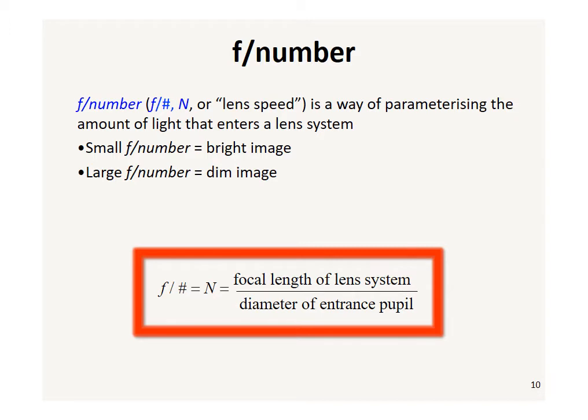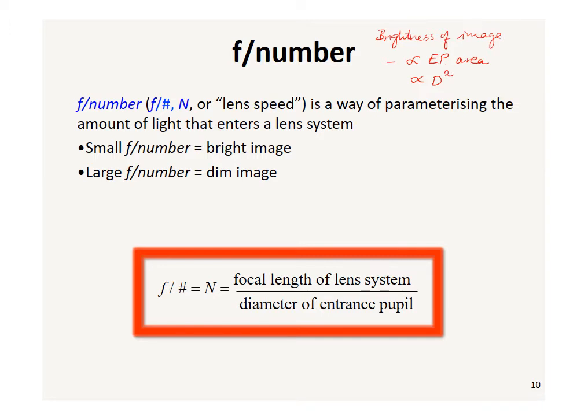Now let's consider the brightness of an image. It's going to be related to two things. One is going to be the amount of energy that's gathered by the lens or the optical system. And that's going to be proportional to the area of the lens, or in particular to the area of the entrance pupil. Now the area of the entrance pupil is going to be proportional to the diameter of the entrance pupil squared.